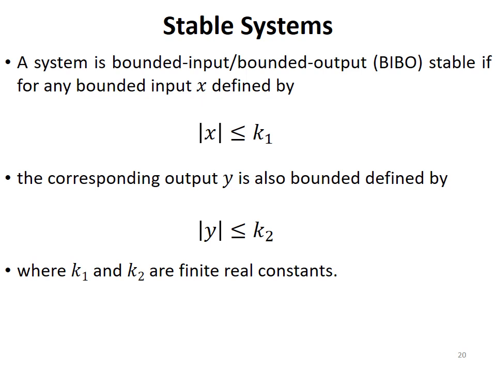Here the bounded output is defined by this expression where y is the output and the magnitude of the output remains within the defined boundary k2, right? So when a bounded input is applied to a stable system, the output produced by the system would also be bounded. It would remain within the limits. And if it doesn't, then the system is called an unstable system.